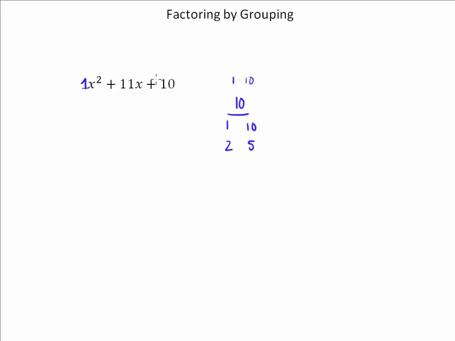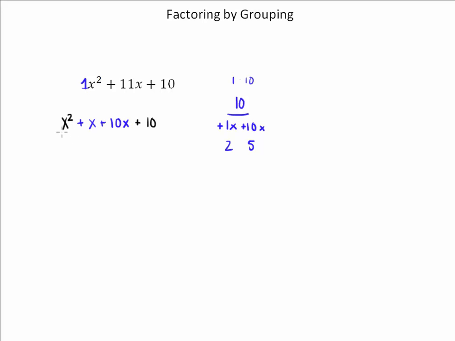I want to pick the pair that can add or subtract to make 11. That's going to be 1 and 10 if they are both positive and they both need an x on them. And now 1x plus 10x is 11x. I can now swap this for these. So I come over here, I rewrite it. I've got x squared, and then instead of plus 11x, I'm going to write plus 1x plus 10x. And then my plus 10 again.